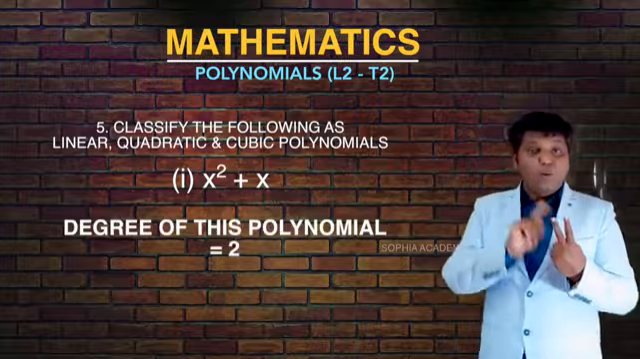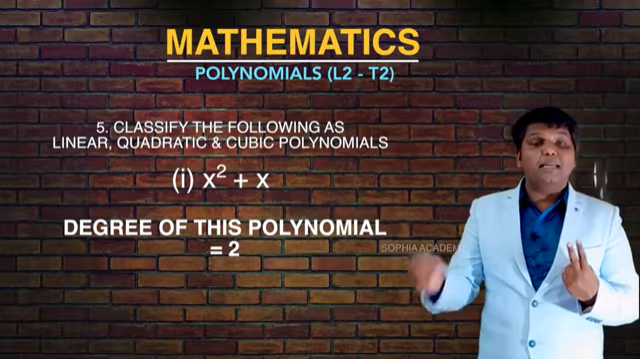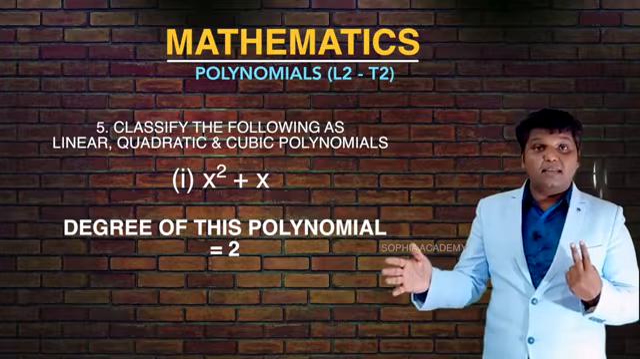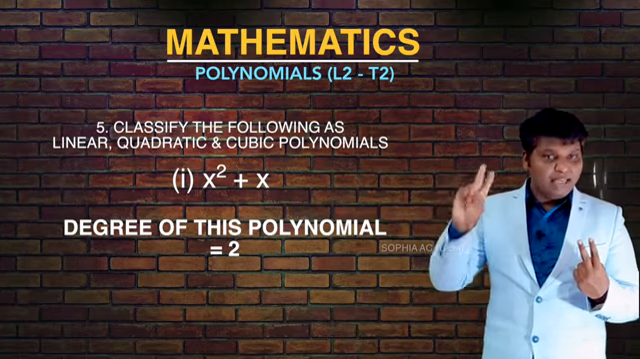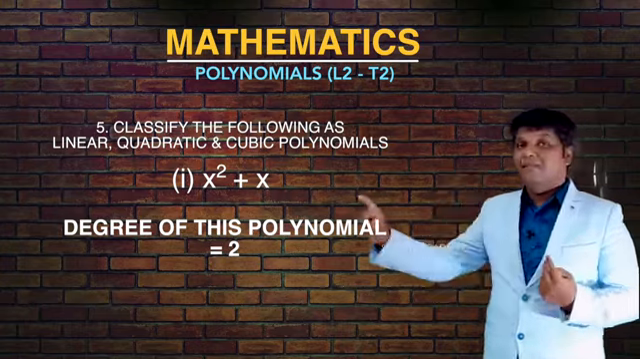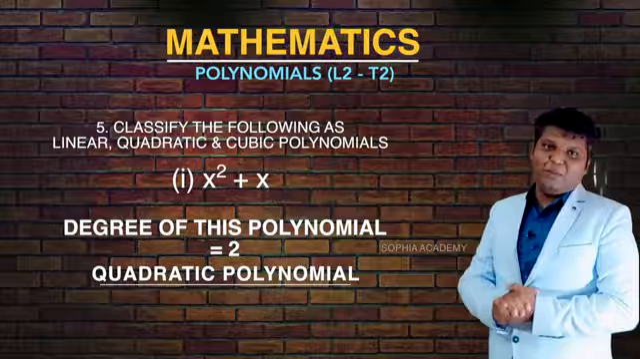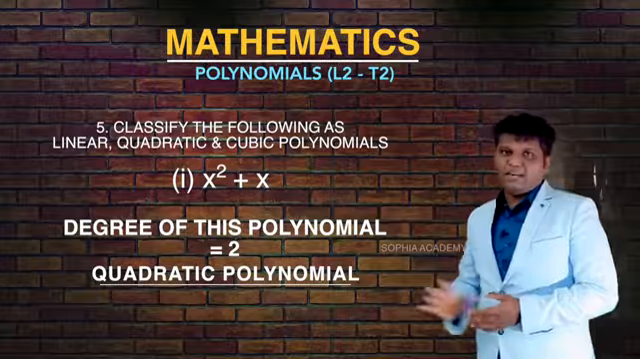Now tell me, what about this one? If the degree is 2, what does it mean? In which category does it come? Is it linear? Is it quadratic? Or is it cubic? As the degree is 2, we will say it comes under quadratic polynomial. Right. So this is a quadratic polynomial.